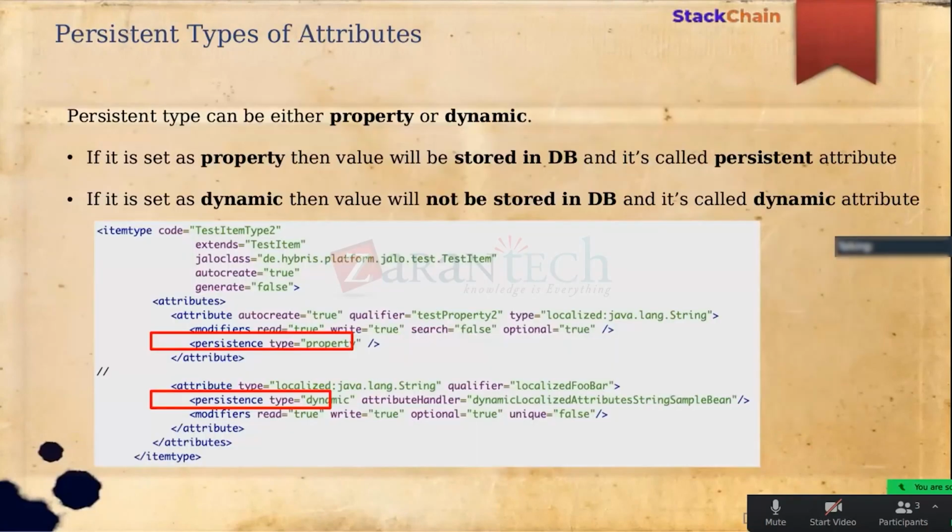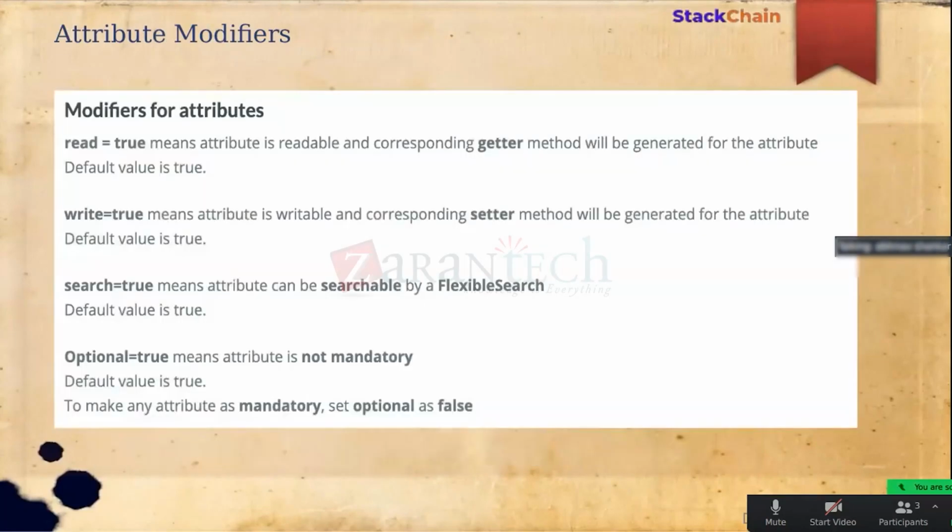If you can see, read equals true and write equals true, search equals false, optional equals true. Basically read equals true means it is creating only the getter method. Once you do the data modeling and run ant clean all, in those classes you can see all these things.